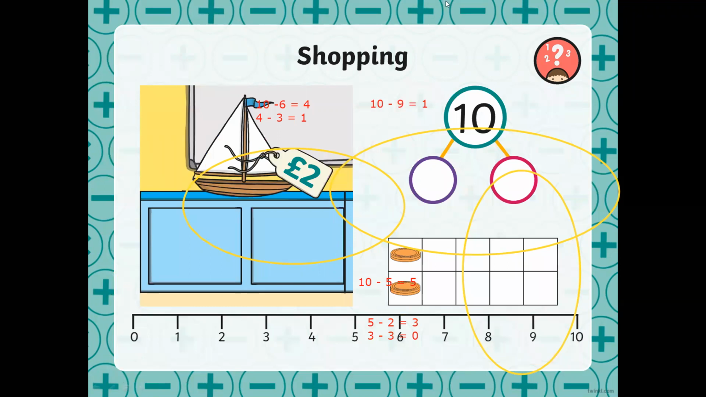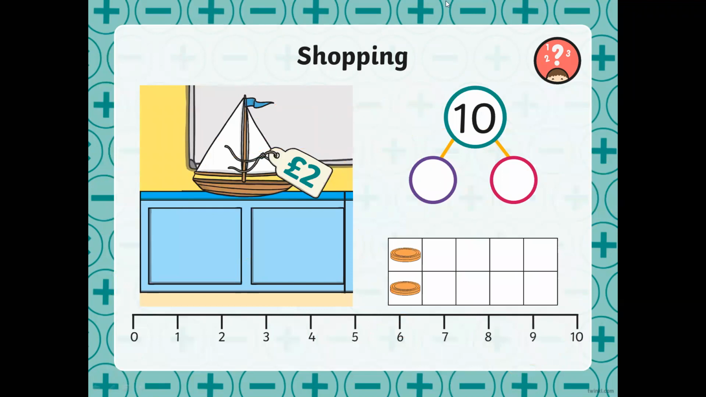Here he's going to explain what we are going to pay. If I bought this ship, it costs $2, so 10 equals 2 and 8, right? So we could split 10 into 2 and 8. So I give the seller $2. He will take $2 from the 10 and leave me 8. So the change will be 8. I will take $8 as change.